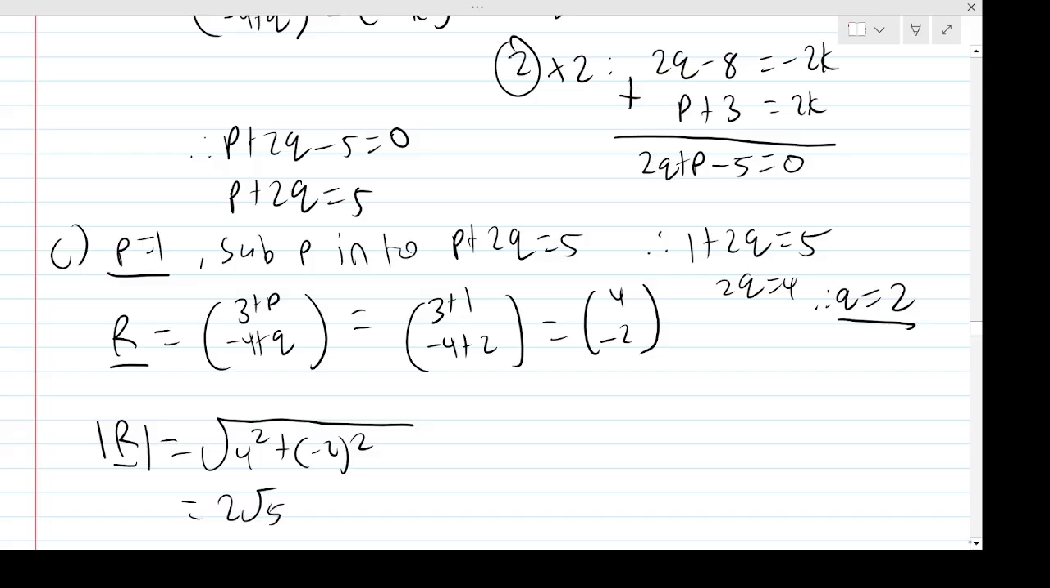And by the way, because we can convert between i and j and column vector form, we can also find the magnitude of a column vector in this exact same way. If you were to convert that back into i and j, that'd be 4i minus 2j. And then from there, hopefully you recognise it'd be the square root of the i part squared, so 4 squared, and the j part, which would be minus 2 squared, and we get the same answer. So we can also find the magnitude of a column vector in this exact same way. Okay, and there we are. So that's the magnitude of R.